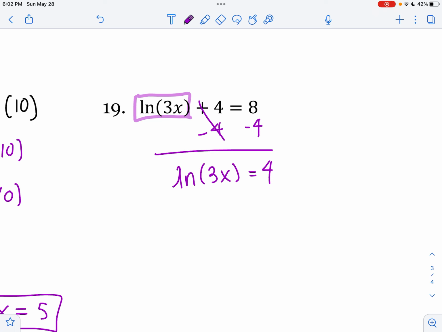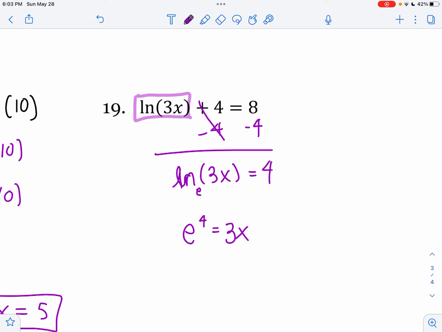And I do like to do this because it's supposed to be a cursive natural log. Okay, now this has a base of e. Remember, just like if there's a log, there's a base of 10. If you have a natural log, there's a base of e. So you're going to say e to the 4th equals 3x.